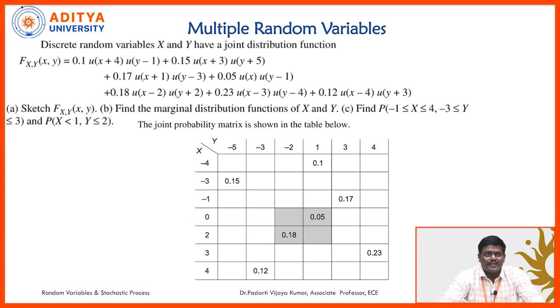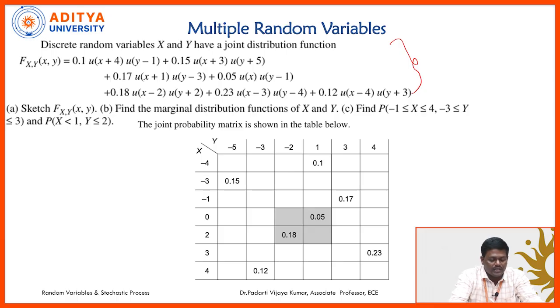Next problem is given expressed in terms of unit step function. Earlier problem we expressed from the given data in terms of unit step function, whereas here the unit step function is given to us. Now we need to compute the marginal distribution function of x and y and some probabilities, and also we need to plot Fxy of x, y, that is nothing but the joint distribution function.